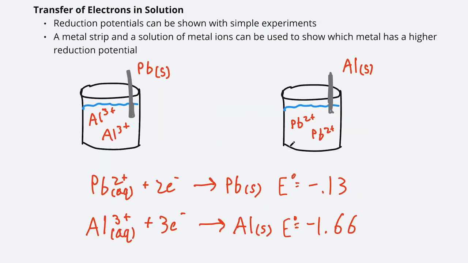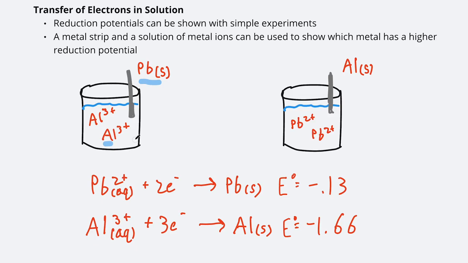We can take this idea and then prove it with some really simple experiments where we take a solid strip of metal, and then we dip that solid strip into a solution that has metal ions, and then we see what happens. So in the example on the left, we take a solid strip of metal and we put it in a solution that has aluminum ions. So now you want to think about, can the aluminum ions pull the electrons from that solid strip of metal?